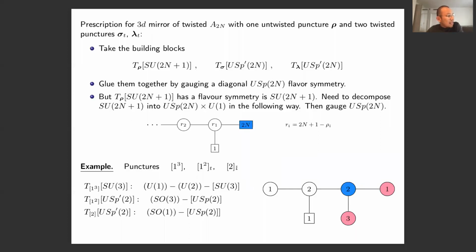Suppose you have this type of puncture, okay? These are building blocks that I just quoted from the previous slide. What you need to do is glue together USp(2), which is the blue node here. SO(1) is the pink node here, and SO(3) is the red node here. Then you have to decompose SU(3) into USp(2) and U(1), and then attach it to U(1), U(2) as usual. Okay, so this is our proposal for the 3D mirror.